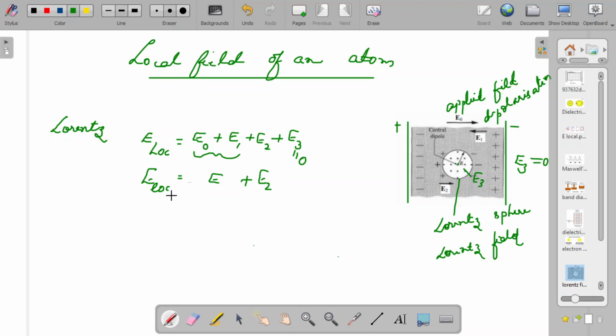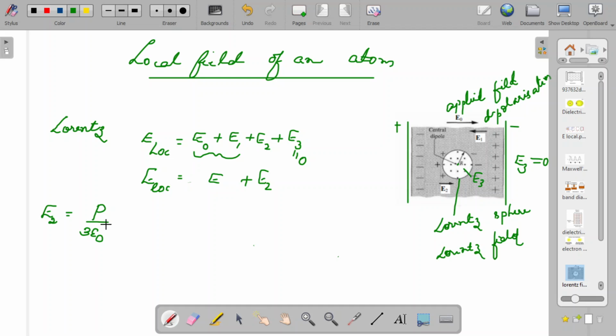Now, the E2, that is the Lorentz field, can be computed to be equal to the polarization vector P divided by 3 epsilon 0. Okay. Now we are not going to derive that. The derivation is not required, but you have to understand that this is equal to P by 3 epsilon 0, where P is the polarization vector.